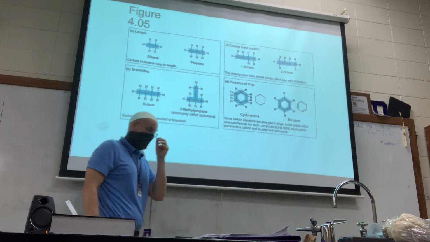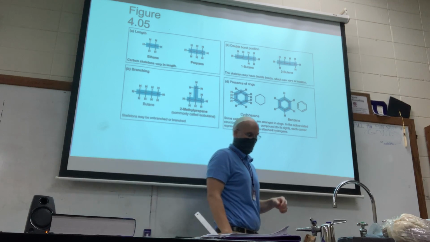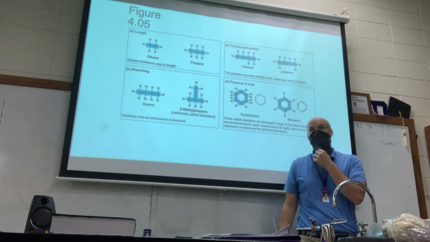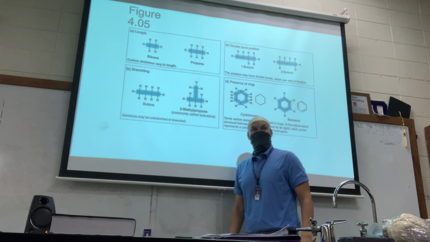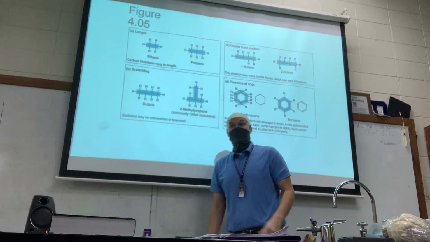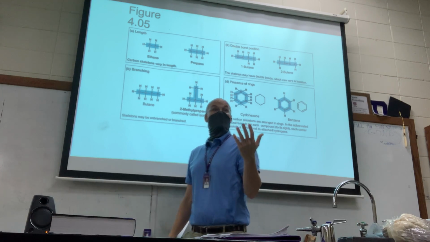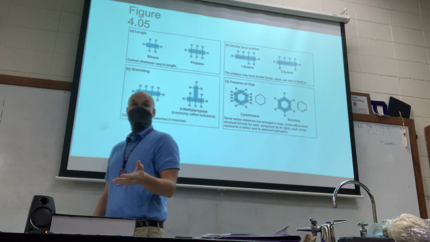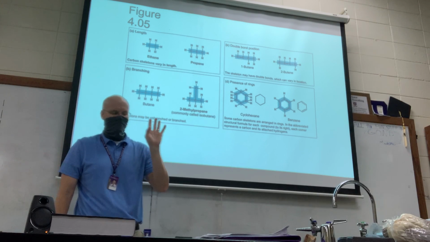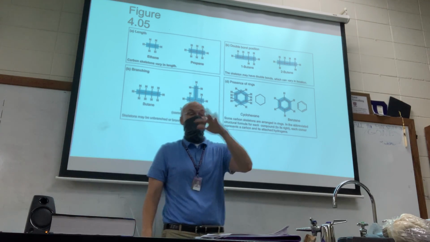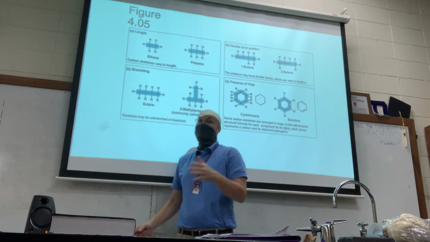What is the element right below carbon on the periodic table? Silicon, that's right. Silicon, because it's right below there on the periodic table, also has 4 valence electrons, which can make 4 covalent bonds.